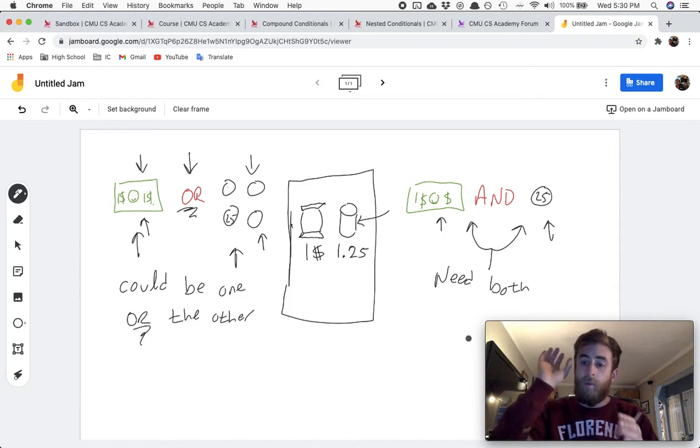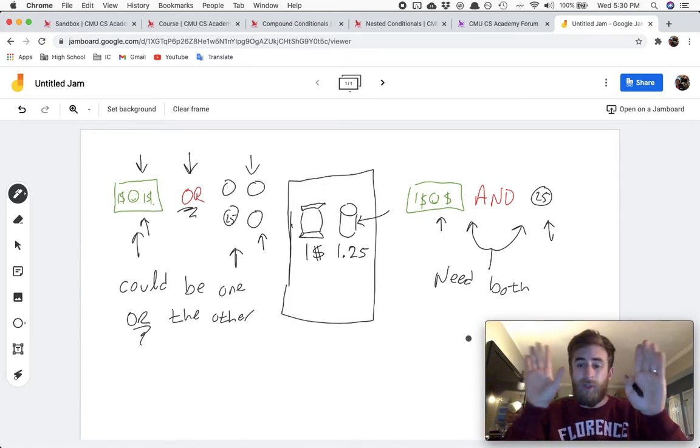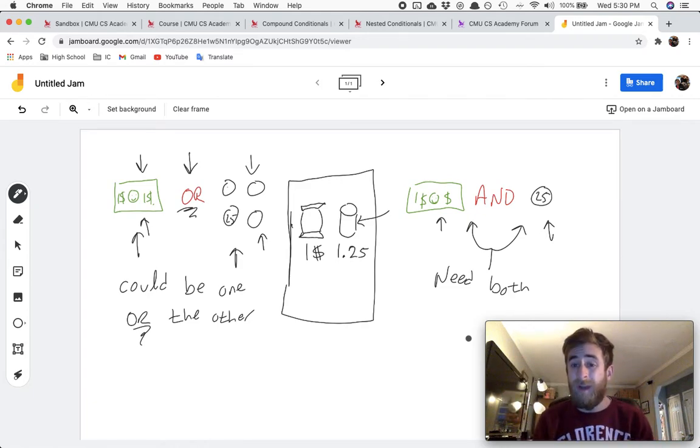So or means one can be true or the other one can be true. They both don't need to be true. And means I need both of them. If a single one isn't true, if I don't have this quarter over here, I can't buy this can of soda. If I had 4 quarters, I could buy this chips. Or if I had a dollar bill, I could buy these chips. If I had both, I could use whichever one I want to buy this bag of chips. But to buy this can of soda, I need both the dollar bill and the 25 cents.